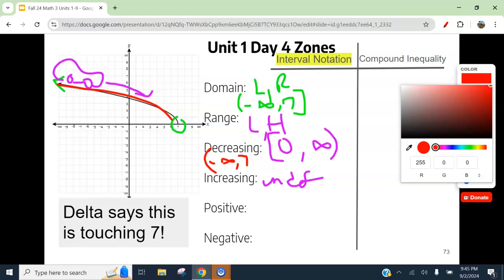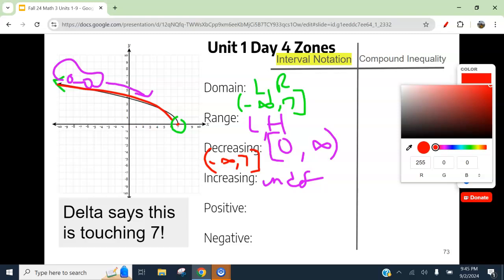At 7, I would say it's actually stopped, but 7 is in the decreasing zone. So it's a little bit debatable whether to use a parenthesis or bracket. I like to see a closed circle right there to show me it's including that. But the way they bring it over there and set it down, it's directly on 7, not like 6.999.